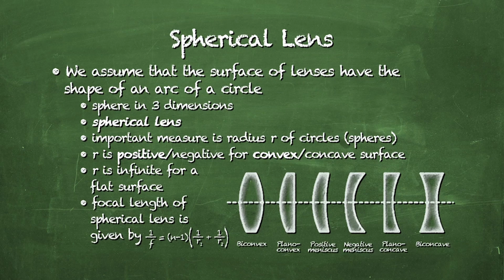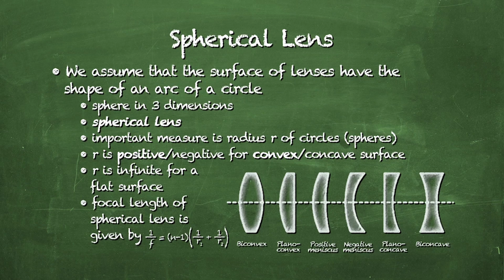Now, for all of these lenses, we can calculate the focal length using this equation. 1 divided by the focal length is equal to the index of refraction of the glass that makes up the lens times 1 divided by R1 plus 1 divided by R2, where R1 is the radius of curvature of one side and R2 is the radius of curvature of the other. And remember that R is positive for a convex side and negative for a concave side, and R is infinite for a flat surface.